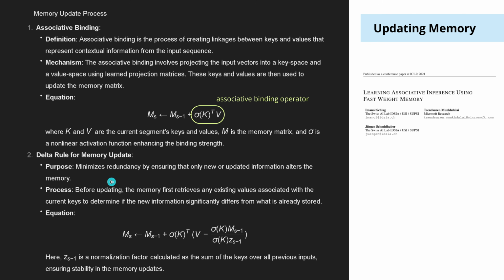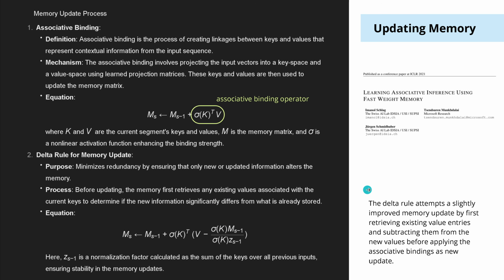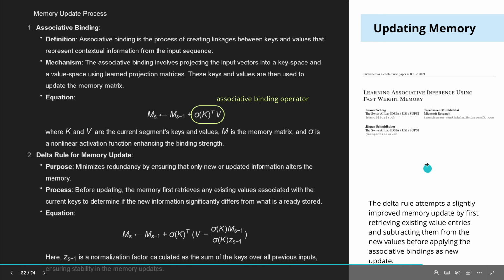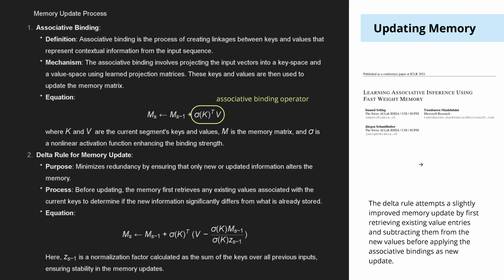So before updating, before modifying our memory matrix structure, the memory first retrieves any existing values associated with the current keys to determine if the new information is really significantly different from what is already stored in the matrix. And here is the simple equation. Now, the delta rule attempts a slightly improved memory update by first retrieving the existing value entries and subtracting them from the new values before applying the associative binding as a new update.